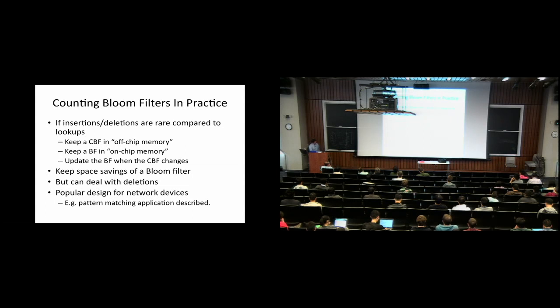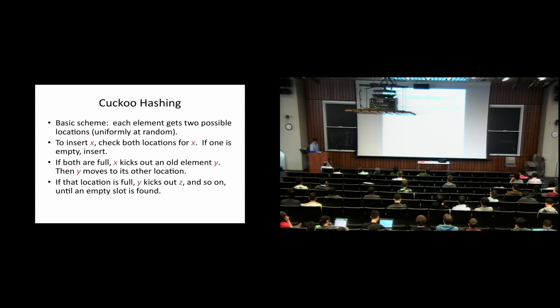Right, this is just what I was saying before about keeping a CBF in off-chip memory as opposed to on-chip memory. Okay. All right, so the next topic, which I'm going to bring back later and have it relate to Bloom filters, is Cuckoo hashing. So Cuckoo hashing is a way of developing a nice, friendly type of hash table. And the basic scheme looks like this.